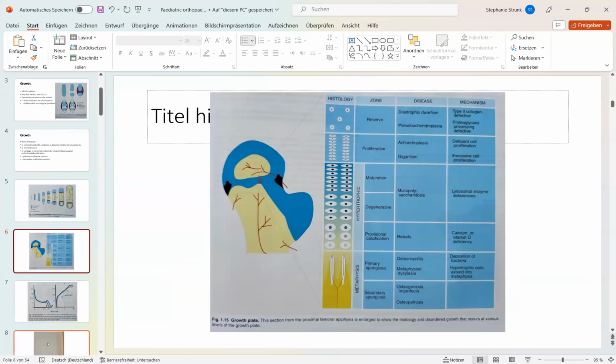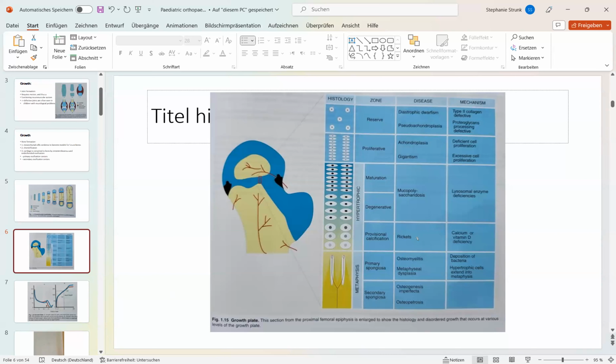So this is just a quick example of what can go wrong. This picture is an excerpt for this one. This is the growth plate, looked at histologically. This is what it looks like under the microscope. This is what the zones are called. This is where which disease can turn up in which zone, and this is the mechanism. You don't have to study all that, but you see it's pretty complicated.